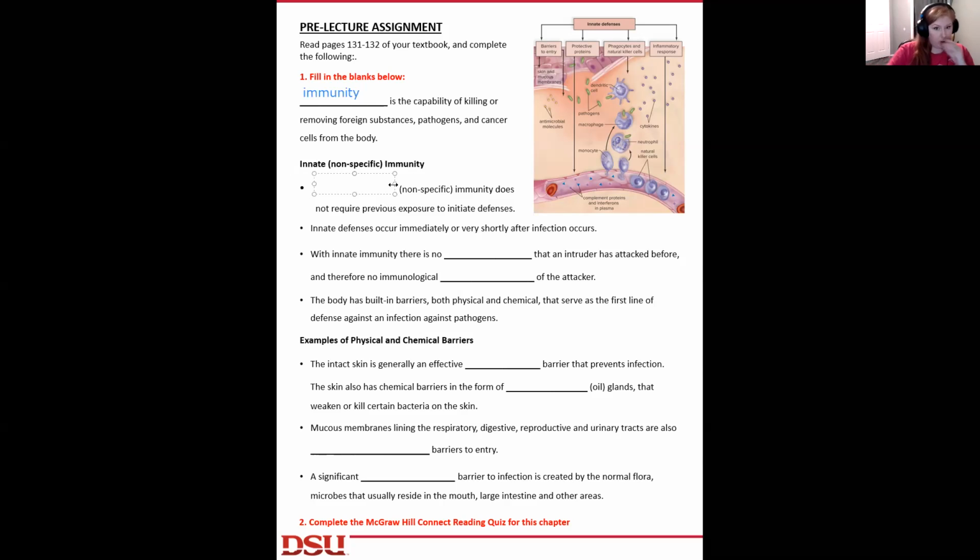Innate or non-specific immunity does not require previous exposure to initiate defenses. I'll go into this in a little more detail in just a minute. Innate defenses occur immediately or very shortly after infection occurs. With innate immunity, there is no memory or recognition that an intruder has attacked before, and therefore no immunological memory of the attacker.